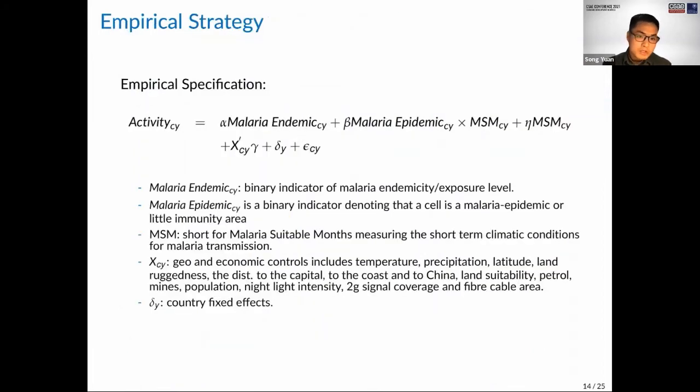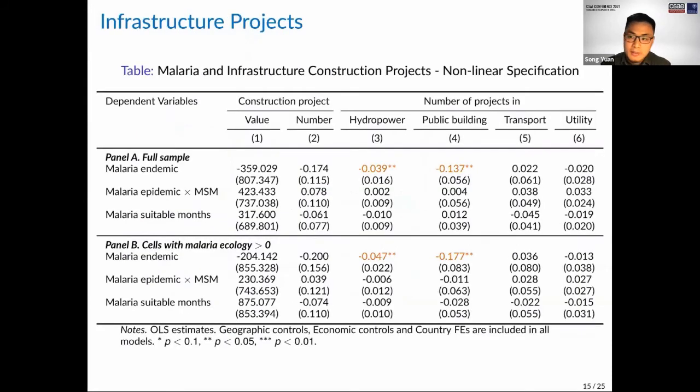Our empirical strategy is that we have Chinese activity as the left-hand side variable, and we combine the malaria endemic risk and the malaria epidemic outbreak risk by interacting these two variables. The epidemic indicator captures the climate condition and low immunity of the local people, and we control for a rich bunch of geographic and economic controls. For example, we include 2G signal coverage to account for the fact that internet coverage might affect the Weibo users' activity there. So, for our baseline result, we first look at the impact of malaria risk on the Chinese projects.